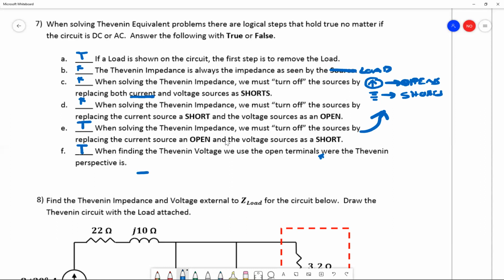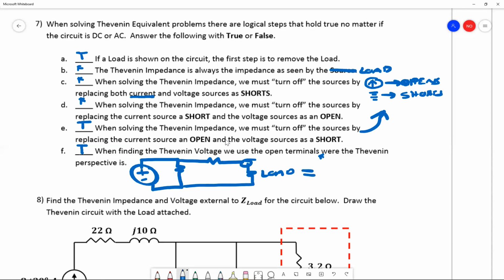So if you remember, if we had a circuit like this, a simple circuit, and here was the load, then if we were trying to solve for the Thevenin voltage, we would take that load out and then find the voltage at that point. So we would redraw the circuit with everything in there, except the load would now just be an open terminal, and we would find the voltage Thevenin right here. And that makes that true.